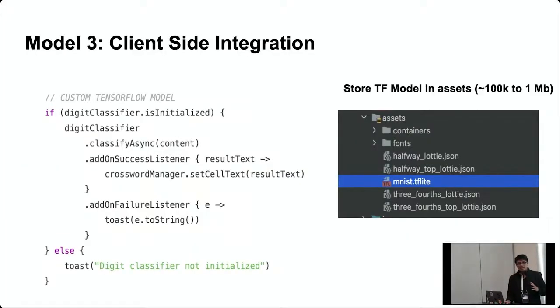So on the client-side level, we take the model we built on TensorFlow, and we pull it down into the client code on the device. That's this client code.